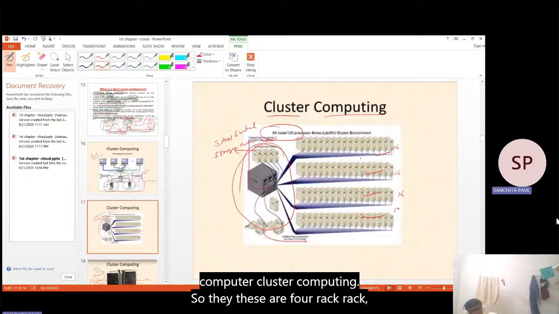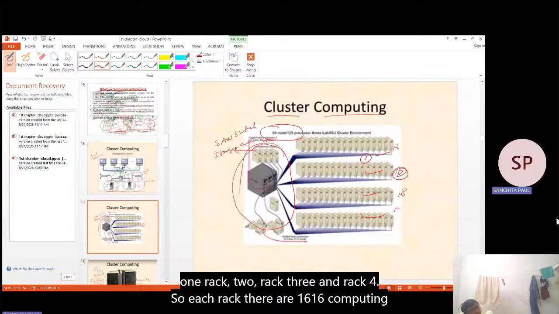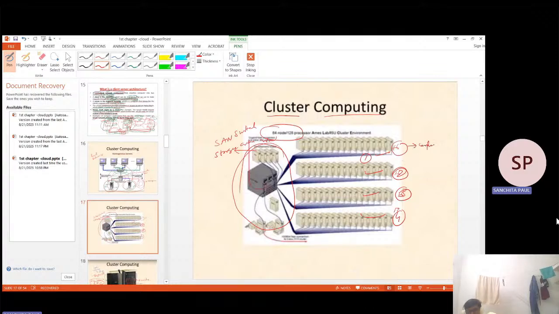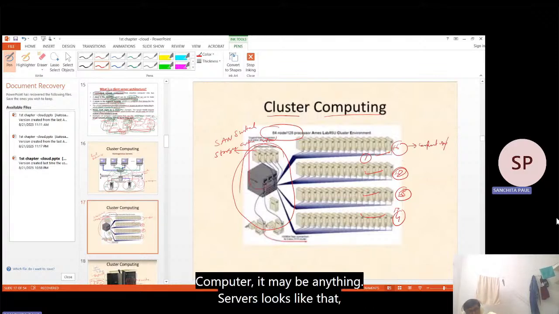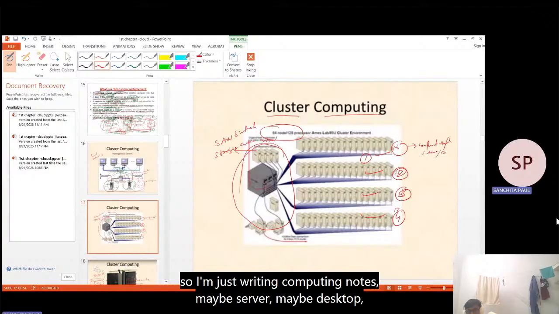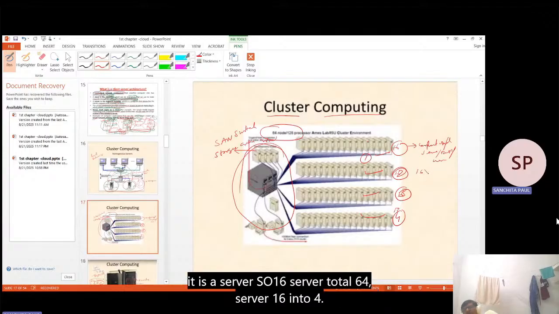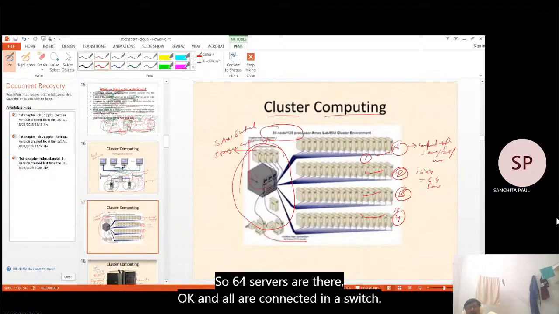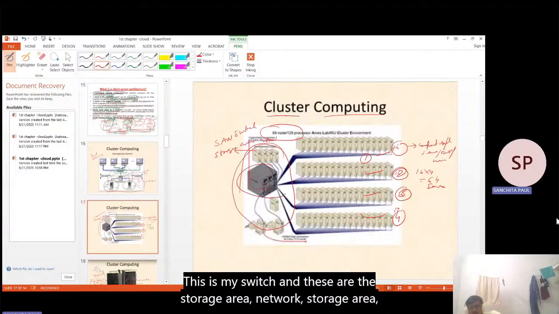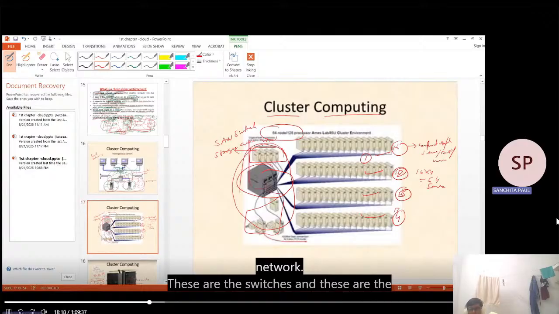So these are four racks: rack 1, rack 2, rack 3, and rack 4. In each rack there are 16 computing nodes, not computers, it may be anything, a server. So I'm just writing computing nodes, maybe server, maybe desktop, maybe workstation. Here in this picture it is clear that it is a server. So 16 servers into 4 racks, total 64 servers are there. Okay, and all are connected to a switch. This is my switch, and these are the storage area network, these are the switches, and these are the storage area network.